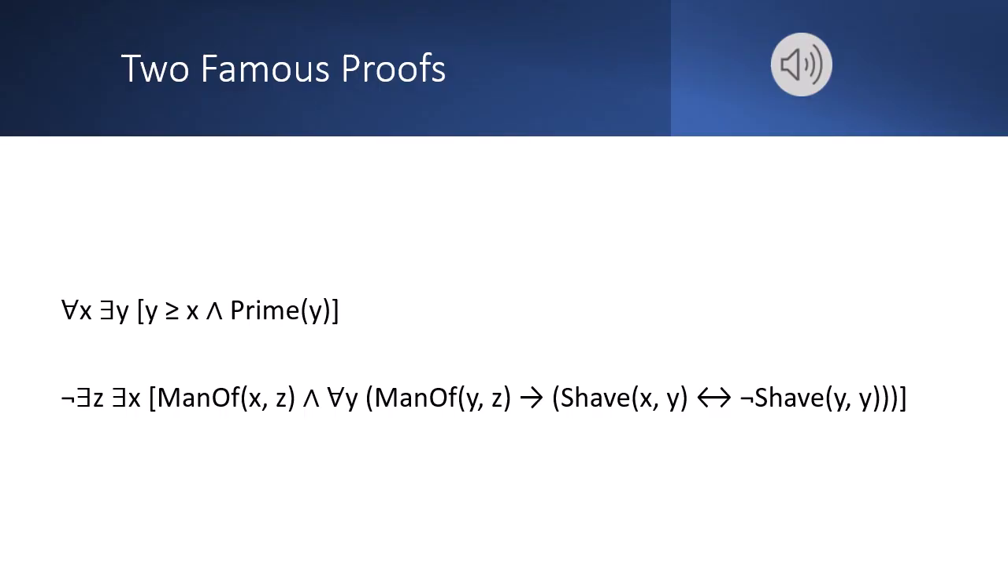The first is that there are infinitely many prime numbers, and the proof that we'll look at is the one due to Euclid. Here we'll translate his result into a mixed quantified statement in the following way. For all x, there exists a y such that y is bigger than or equal to x, and y is a prime. In other words, there's always a larger prime.